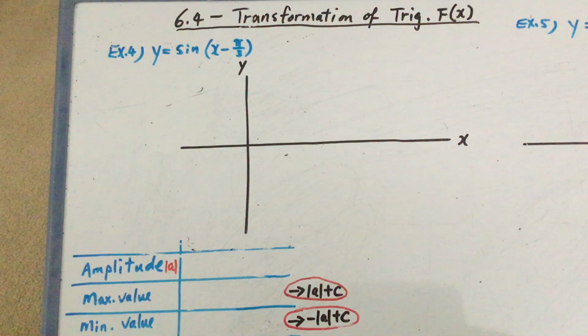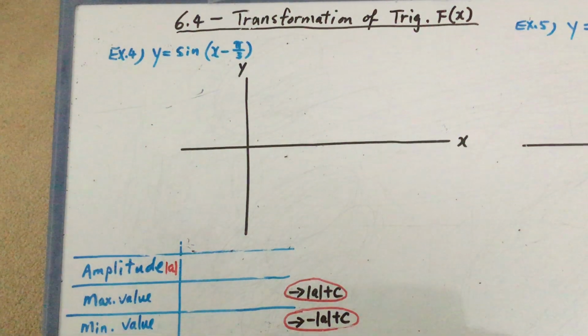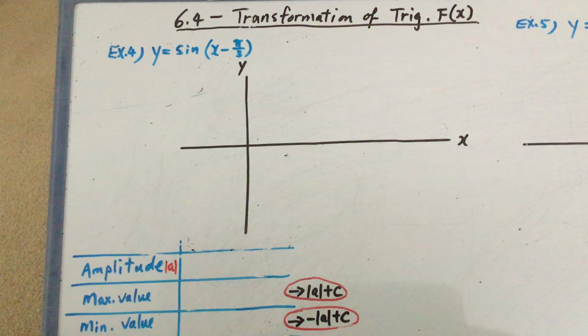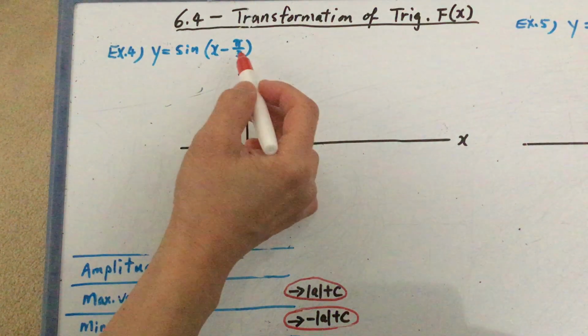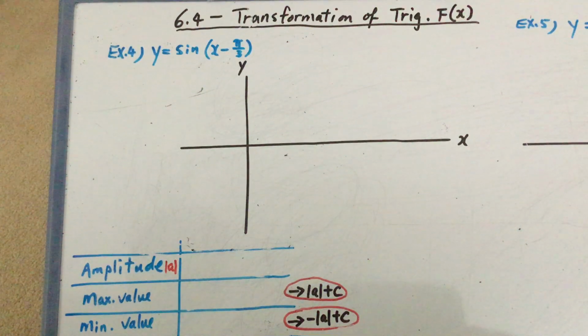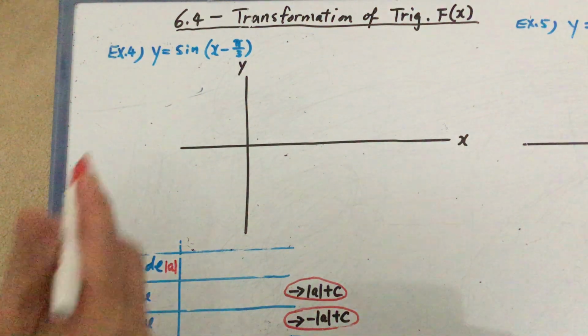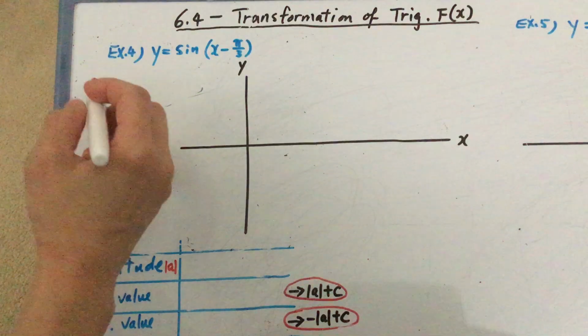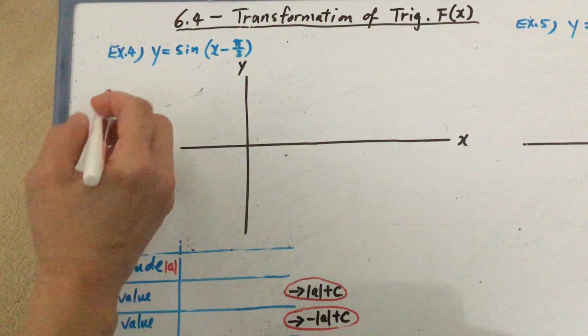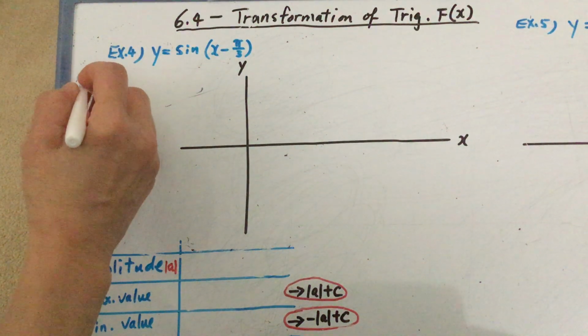Okay, let's continue working on more examples that will have more transformations, including the phase shift. So if we all look at example number 4, where we have to graph y equal to sine bracket x minus pi over 3. So right now we do see that there is a phase shift in this function. So again, before graphing, we always want to make sure that we have all the details.